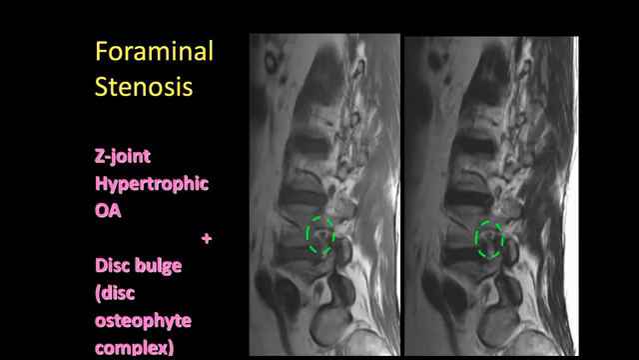which is really not a standard term either. You often get some disc material that projects into the neuroforamen, related to a herniation or end plate remodeling. And then this can yield neuroforaminal stenosis and cause impingement of the nerve.